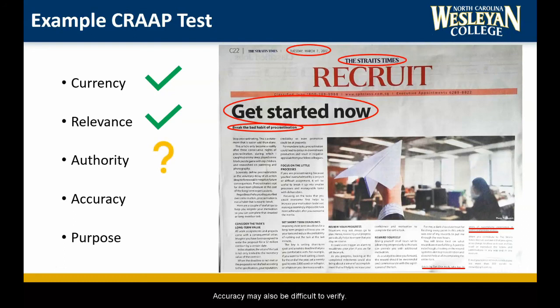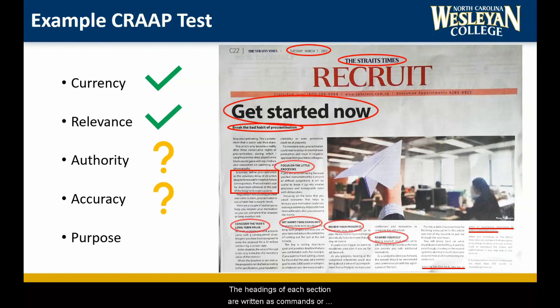Accuracy may also be difficult to verify. The author mentions scientists, but does not provide any sources or other outside evidence anywhere in this article. The author doesn't clearly state the purpose of the article either, so we need to do some reading. The headings of each section are written as commands or suggestions, do this, do that, making this feel like an advice or an opinion column.